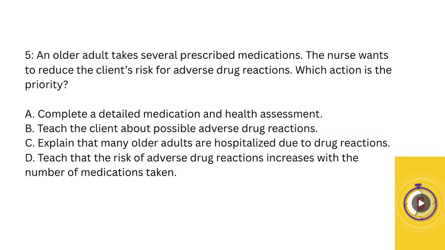Let's go to question number 5. An older adult takes several prescribed medications. The nurse wants to reduce the client's risk for adverse drug reactions. Which action is the priority? Letter A. Complete a detailed medication and health assessment. Letter B. Teach the client about possible adverse drug reactions. Letter C. Explain that many older adults are hospitalized due to drug reactions. Or letter D. Teach that the risk of adverse drug reactions increases with the number of medications taken.